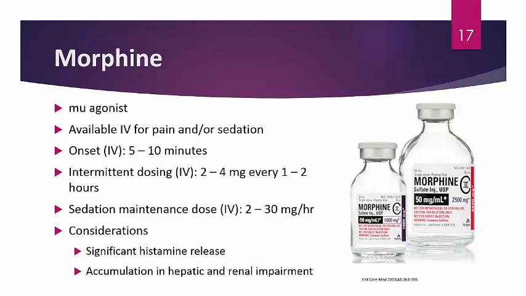Some important considerations with morphine is that it does have a significant level of histamine release. Whenever we think of opioids, morphine is pretty much one of the king of the opioid class. However, because of this significant histamine release, it can cause adverse effects such as hypotension, which may make it not preferable to use first line in sedation if you're using an opioid for sedation, which the other opioids will have different levels of histamine release, which we'll talk about shortly. Another consideration with morphine is that it does accumulate in hepatic and renal impairment.